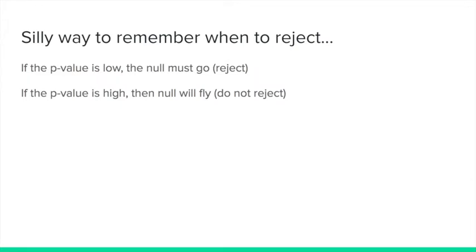Eventually you will get to a point where you will be staring at a quiz or a test, and you'll be like, I can't remember, was it p less than alpha or p greater than alpha? So here's a silly way to remember it. If the p-value is low, the null must go, which means we would reject the null. If the p-value is high, the null will fly. In this case, will fly means it'll work, so we would not reject it. So just a silly way to remember when to reject and when not to reject.